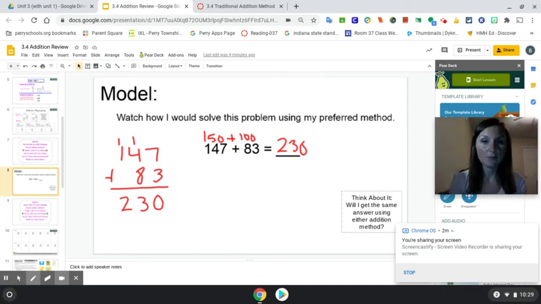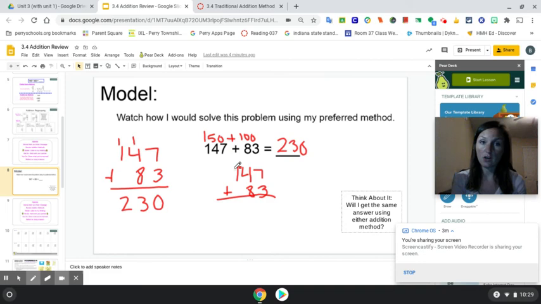So that makes sense. Now, if I was to try the other method, would I get the same answer? Well, let's try it out. 147. Again, you don't have to do this, you don't have to do both. I'm just showing you in case some people want to see both strategies.